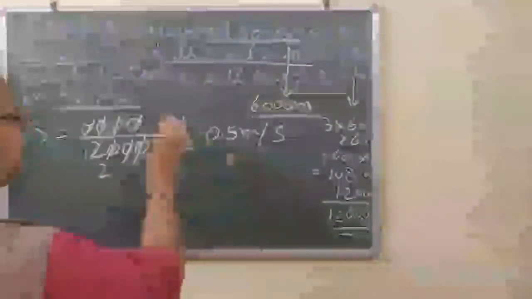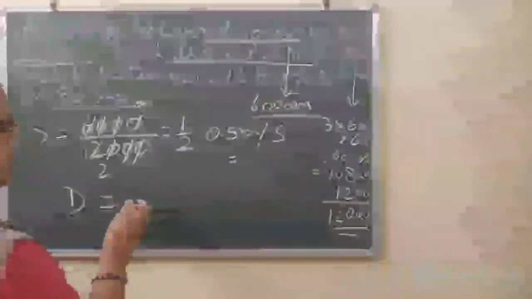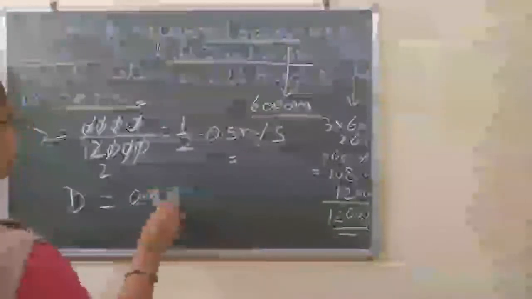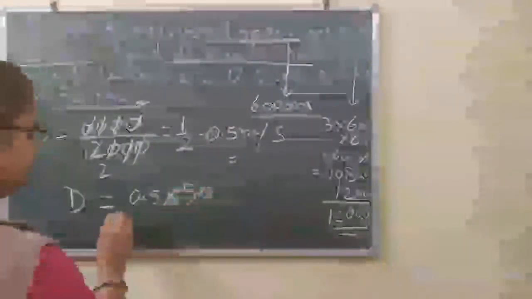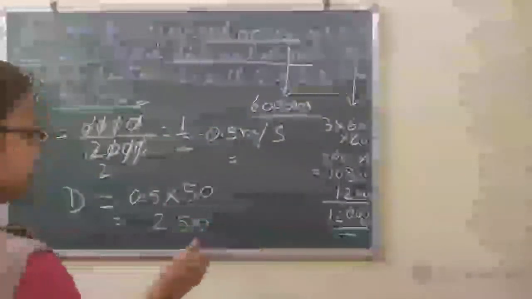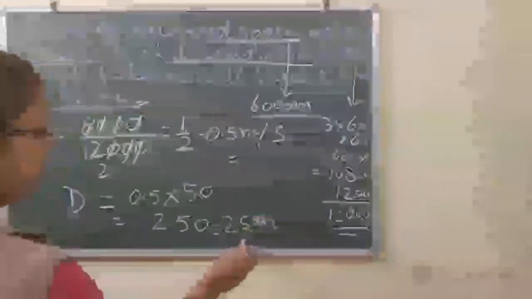Then the next part is how much distance will the car cover in 50 seconds. So speed is here. Time is given, you can find out the distance. So distance is speed into time. So 0.5 into 50. We will put decimal here. So finally we can write 25 meter.